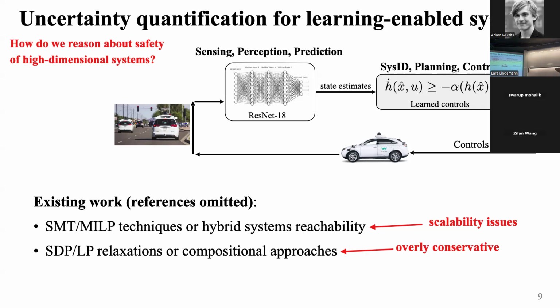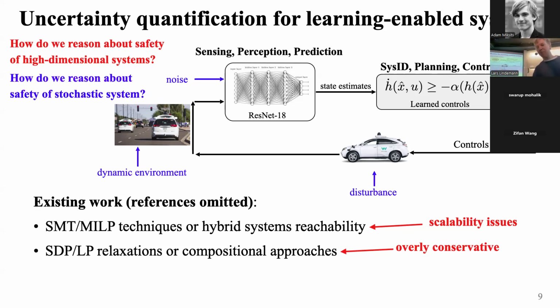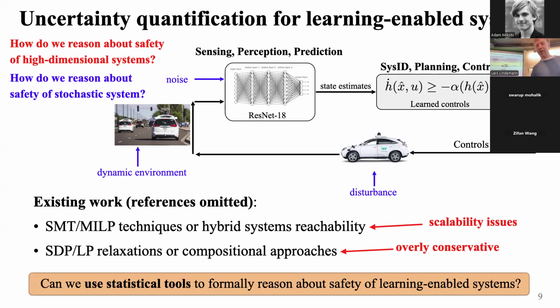So these are really interesting tools and techniques. However, I would say that they don't really apply to real-world examples. Ideally, though, we would like to navigate this trade-off between scalability and conservatism. And on top of that, we would like to reason about stochasticity that enters this feedback loop. We would like to reason about disturbances that act on the system, and about noise that enters on the sensors. And specifically here today, we also want to look at randomness in the environment and how it affects the system. That's when we started out asking ourselves, can we use statistical tools instead to formally reason about safety?